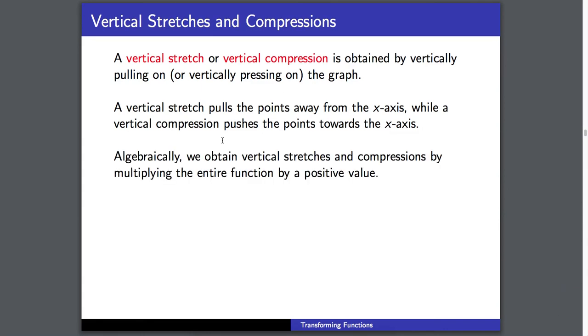So algebraically, we get those vertical stretches and compressions by multiplying our function by a positive number, either between 0 and 1 or greater than 1. Remember, if we multiply by 1, nothing changes. Multiplying by 0 just wipes everything out.